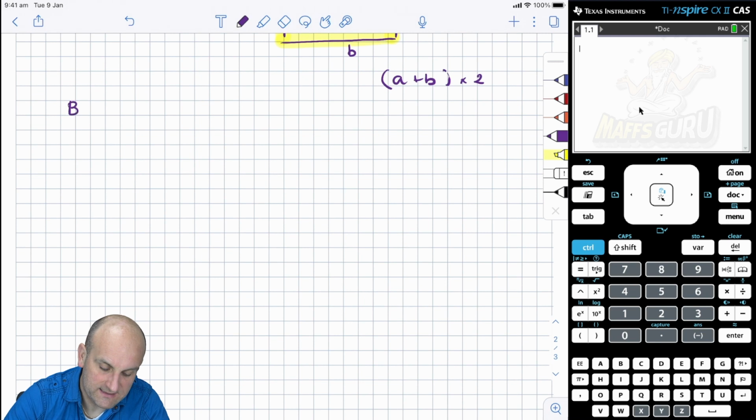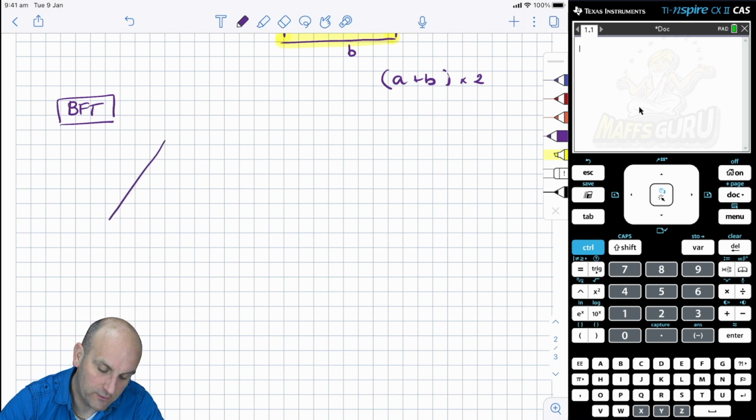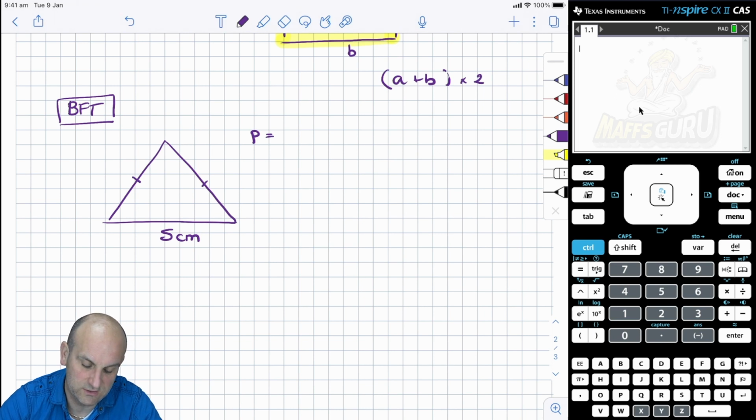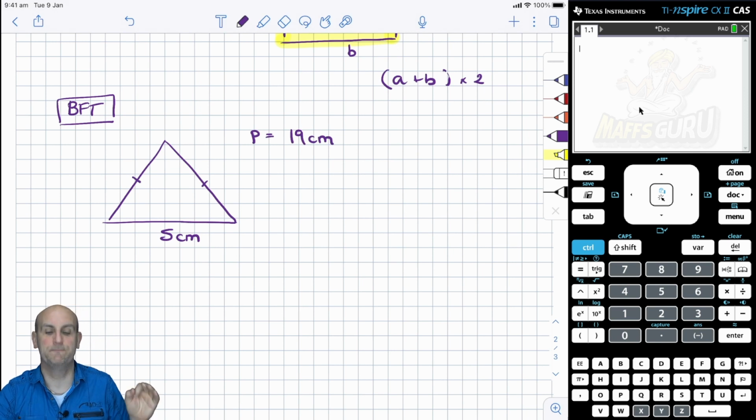Now, because maths is nothing more than big fat tricks, they can sometimes do it the other way around. So if I gave you this shape here, and I told you that that was 5 centimeters, and I did an arrow there and an arrow there, a mark there and a mark there, and I told you the perimeter of that was equal to 19 centimeters, then what you're now going to try and do is do it backwards. How are you going to do it backwards?